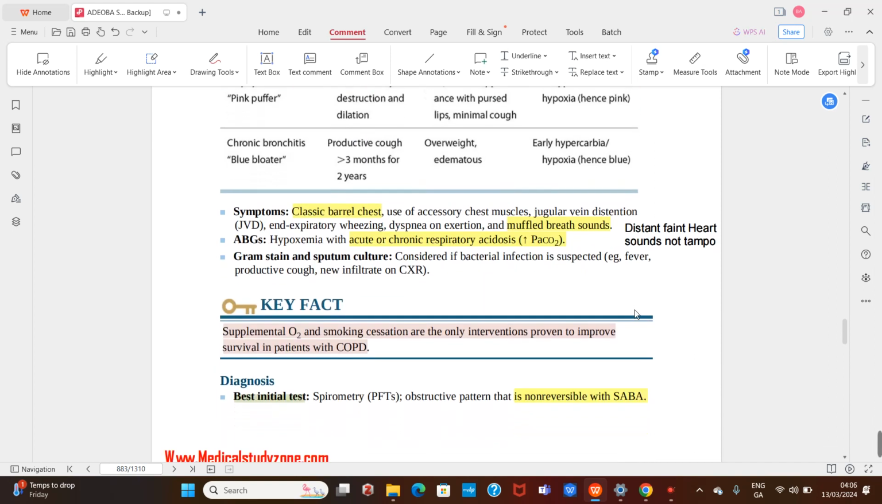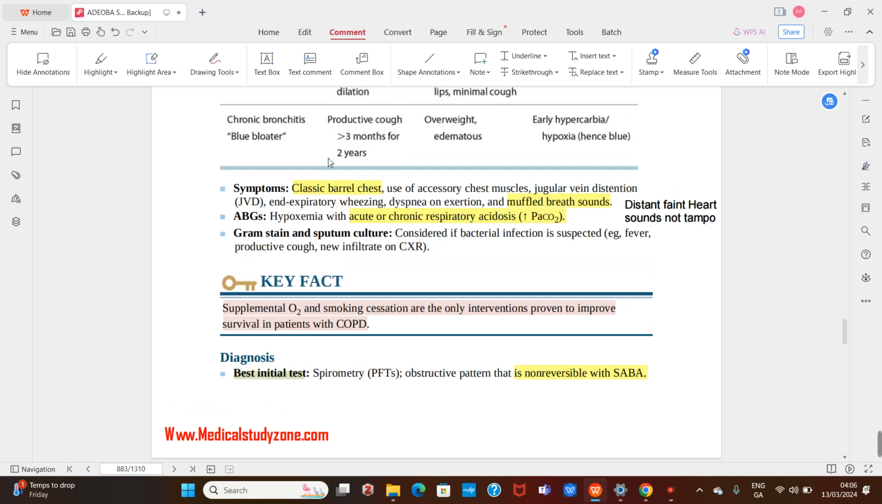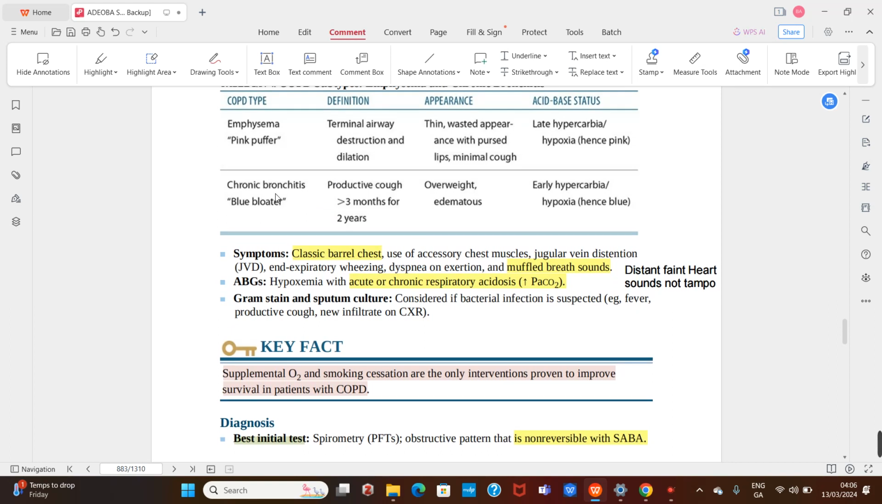So that's just explaining what you have. So what are the classic symptoms? Now, they have barrel chest. Barrel chest just means you have an increase in the anterior posterior diameter of the chest wall. This is very, very common in individuals with emphysema. You can also see it in chronic bronchitis, but it's very, very common in emphysema.